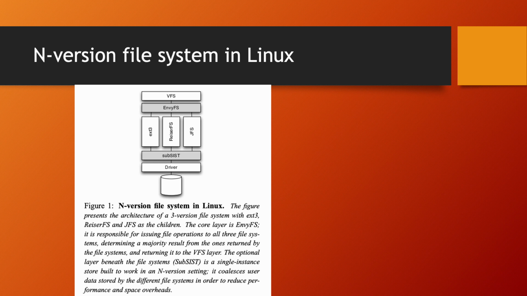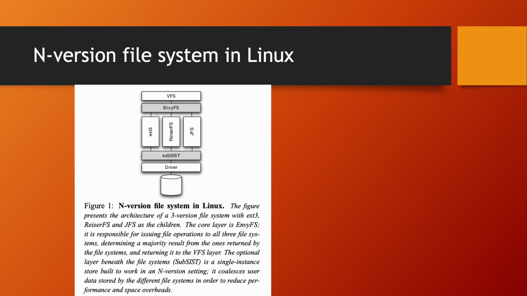This picture portrays the N-version file system in Linux as depicted in the paper. So here, this figure presents the architecture of a 3-version file system with ext3, ReiserFS, and JFS as the children. The core layer is EnvyFS. It is responsible for issuing file operations to all 3 systems, determining a majority result from the ones returned by the file systems, and returning it to the VFS layer.